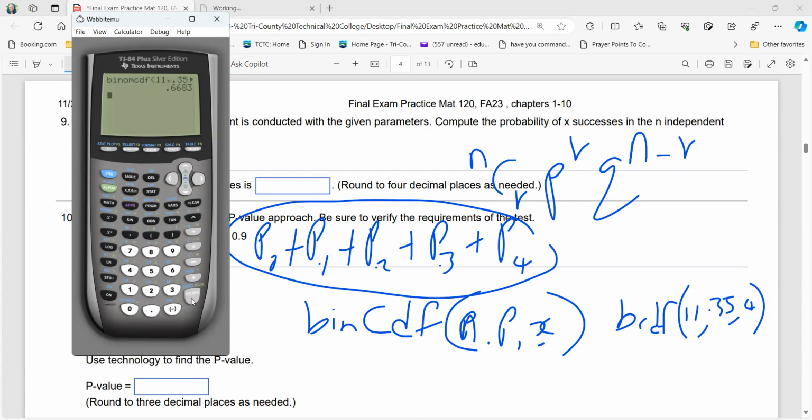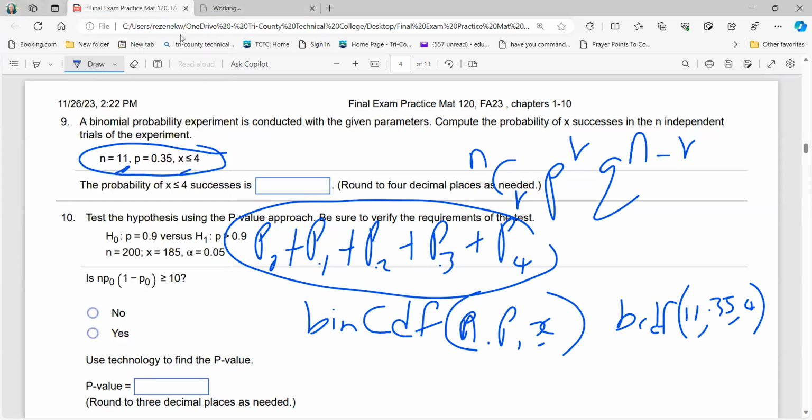The probability of accumulating from 4 down, P4 plus P3 plus P2 plus P1 plus P0, is 66.83. I check the instruction to see if you're asked to put your answer in decimal or percent. Alternatively, you put your answer in decimal if you're not asked to.